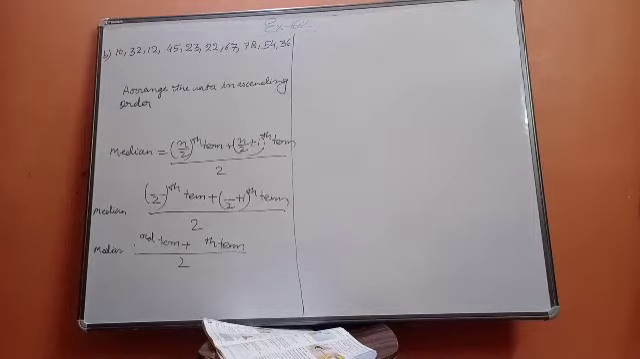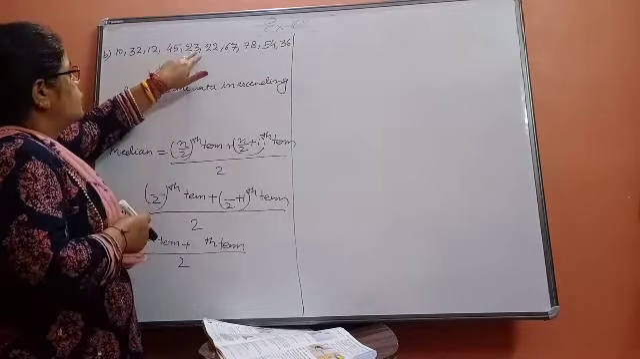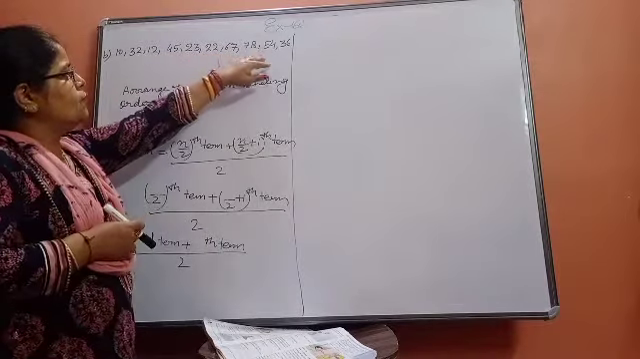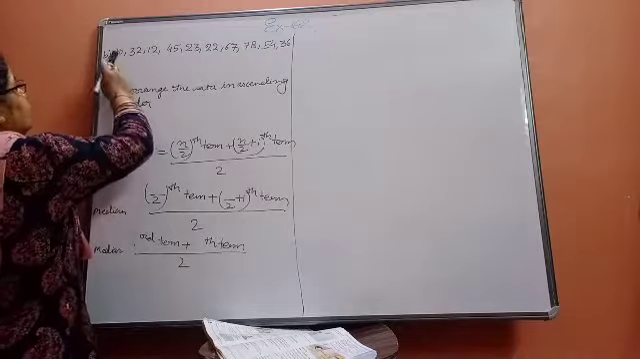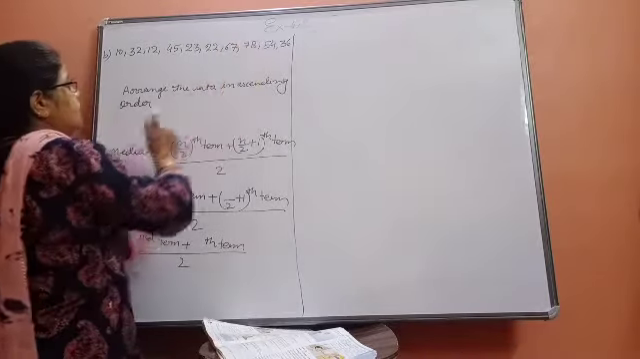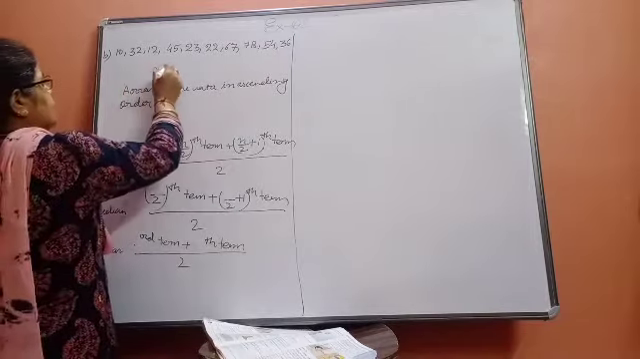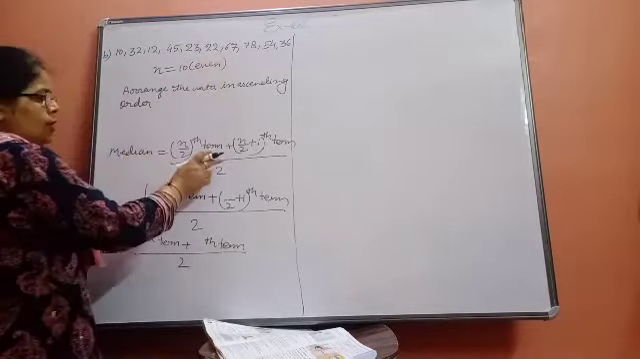Now the B part of the question is 10, 32, 12, 45, 23, 22, 67, 78, 54 and 36. How many observations are there? Count them. 1, 2, 3, 4, 5, 6, 7, 8, 9 and 10. So n is equal to 10, and n is even, so the same formula will be applied here.